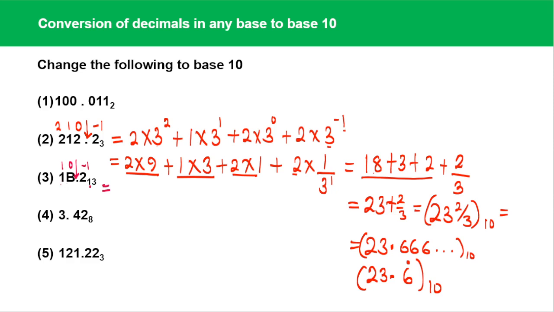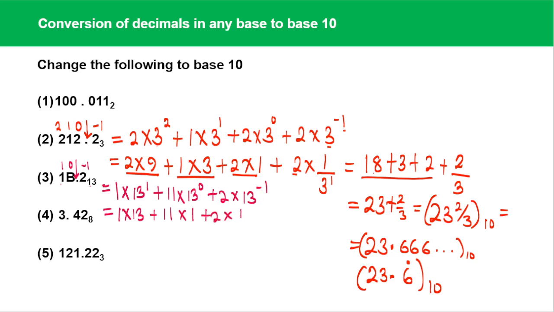This will be 1 times 13 to the power of 1 plus b. Remember the letter b. Letter A is 10, letter B is 11. 11 times 13 to the power of 0 plus 2 times 13 to the power of -1. And that will give us 1 times 13 raised to power 1. 13 to the power of 1 is 13. 13 to the power of 0 is 1. Then this will be 2 times 1 over 13 to the power of 1.